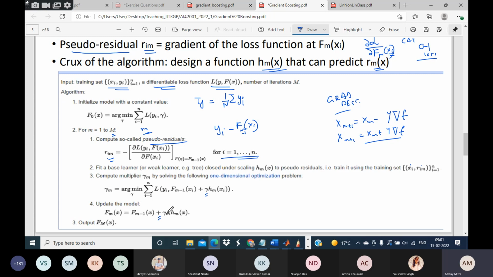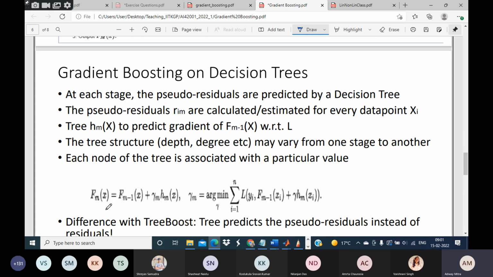So basically that's what you do. For the steepest descent purpose, you choose the optimal value of the learning rate gamma m, and accordingly you get the next stage model f_m(x), which is the previous f_{m-1}(x) minus gamma times your current estimate of the pseudo residuals. The whole process repeats like this, either for a fixed number of steps m or till convergence. So that is gradient boosting in a nutshell.